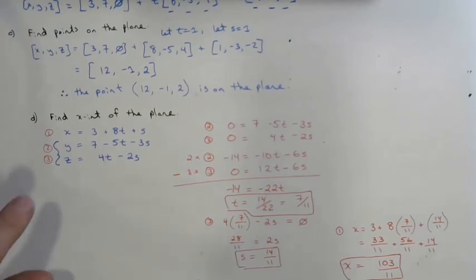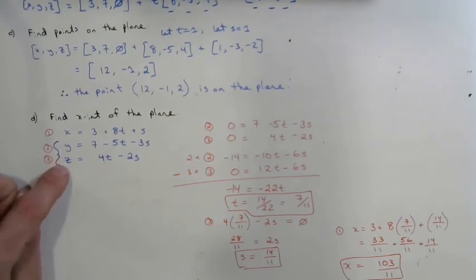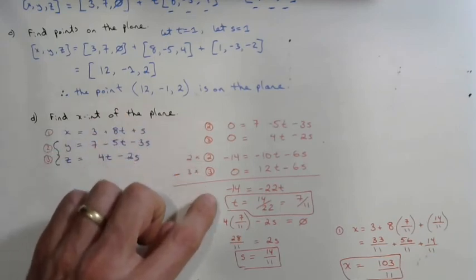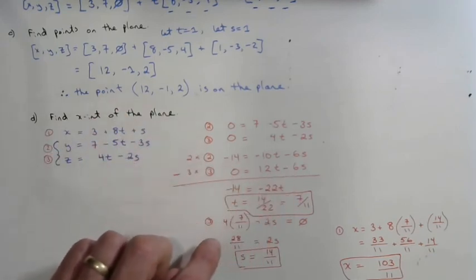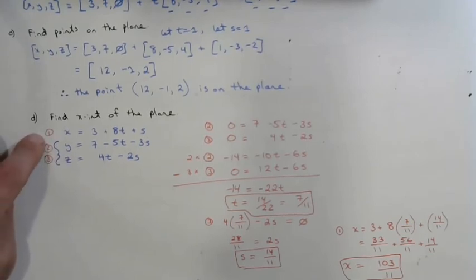Again, we used the knowledge that the x-intercept will be found where y and z are 0. So we set y and z equal to 0 and then used those as our two equations to solve for our two variables, t and s, and then we just subbed our two variables for t and s back into equation 1 in order to determine that x equals 103 over 11.